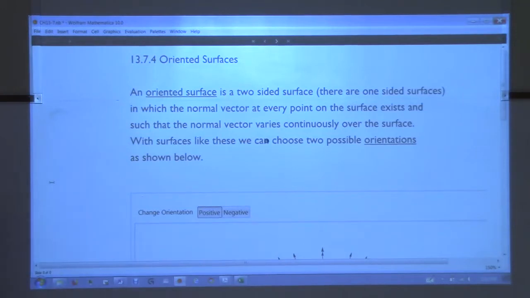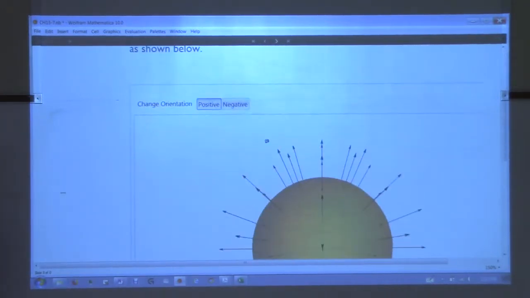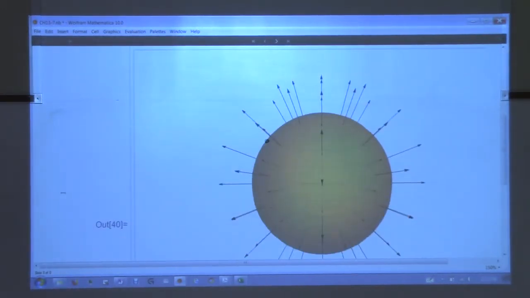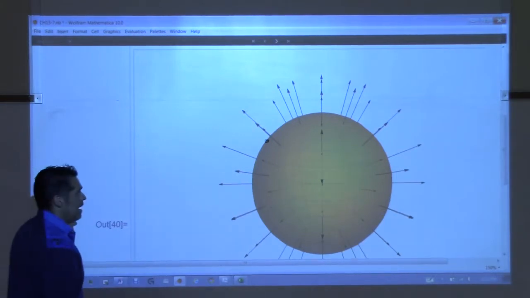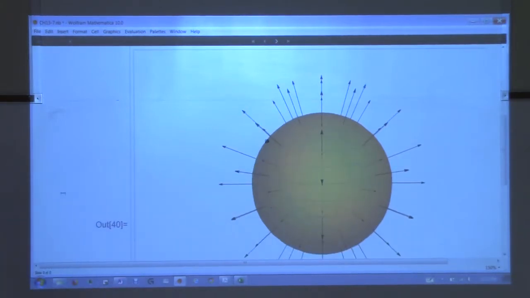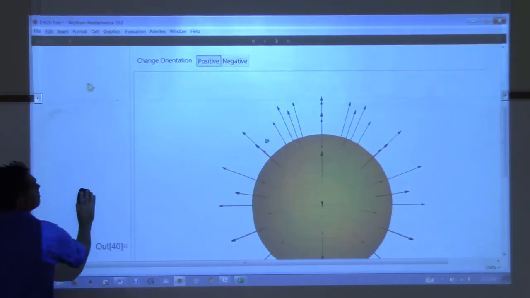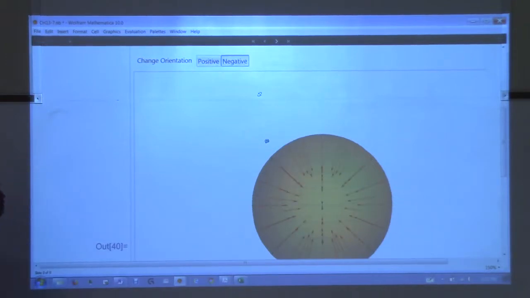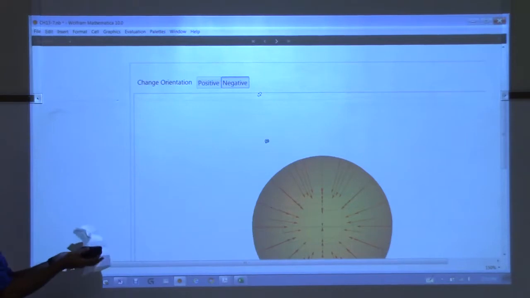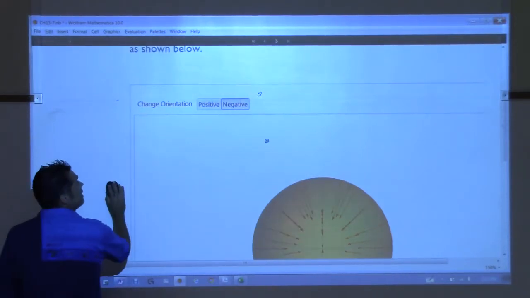The most basic example is a sphere. A sphere is a two-sided surface, and we could look at all the normals pointing away from the sphere, and we could call that positive orientation. And then negative orientation would be all the normal vectors that point inside, right? But it doesn't have to be a closed surface. It doesn't have to enclose a solid or anything. It can be any surface.